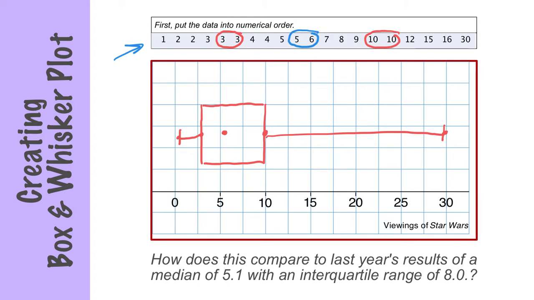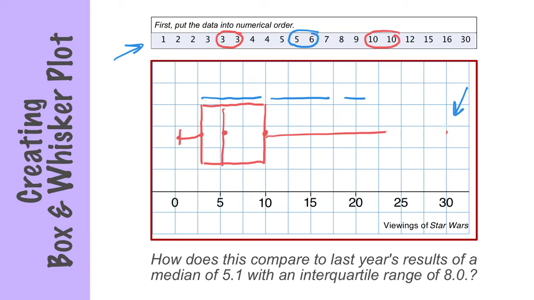Now hopefully you can tell that this data point up here is more than 1.5 box lengths, which means it is an outlier. So I'm going to retract my whisker on the upper end. So I'm just going to get rid of that.